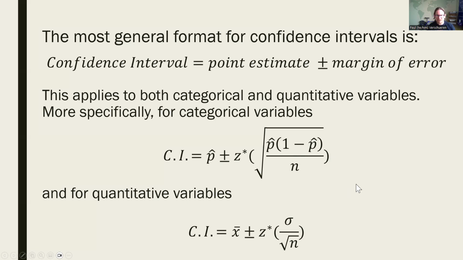And then down at the bottom, confidence interval equals x bar plus or minus z star times sigma over the square root of n, which means sample mean plus or minus z star times the population standard deviation divided by the square root of n.